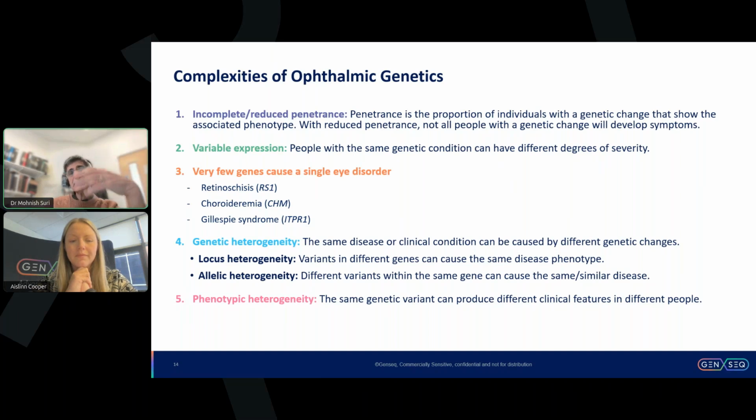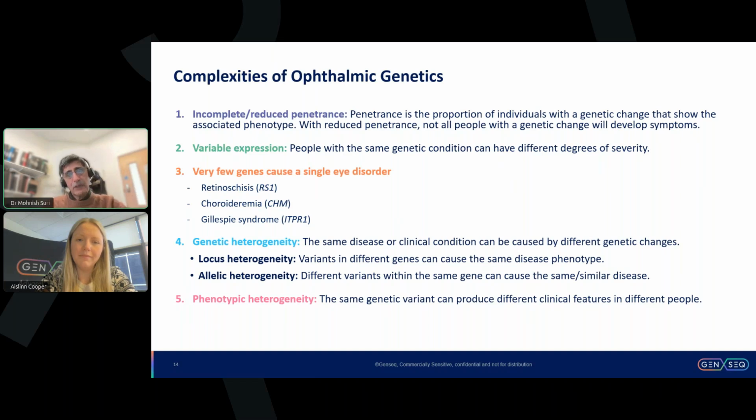But in the same family, another affected individual with NF1 with exactly the same familial NF1 variant may actually have a much more severe phenotype with multiple café au lait patches, freckling, axillary freckling, Lisch nodules, optic nerve glioma, and sphenoid wing dysplasia and intellectual disability as well. So that is an example of variable expression.